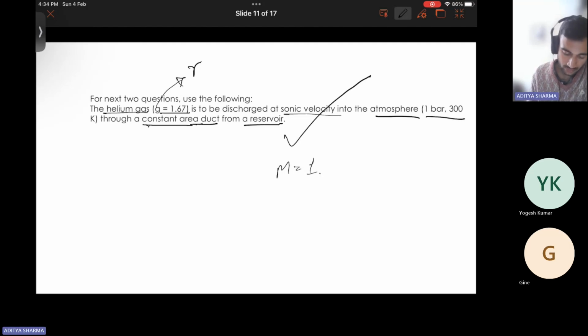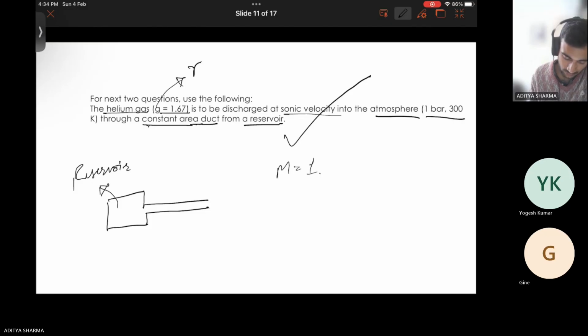From a reservoir. So we have a reservoir. Let's say this is the reservoir. And then we are moving here in a constant area duct. This is our constant.